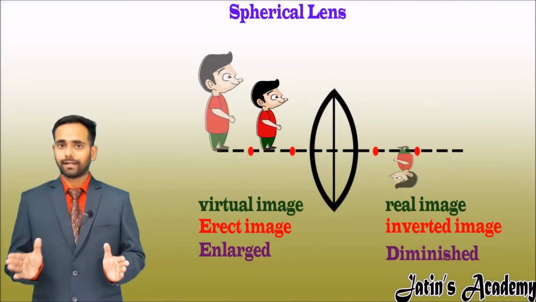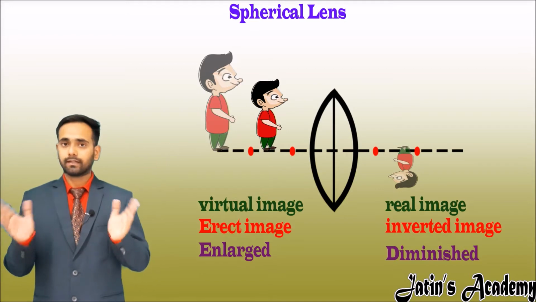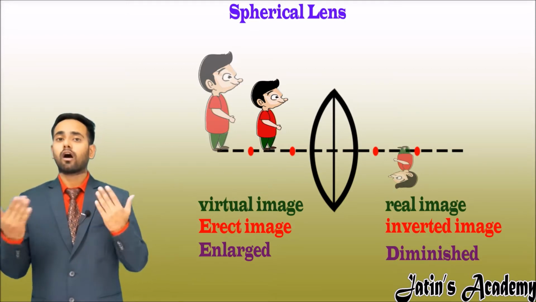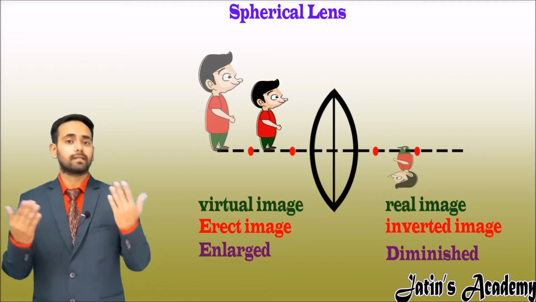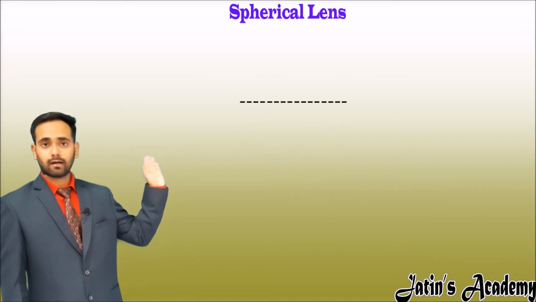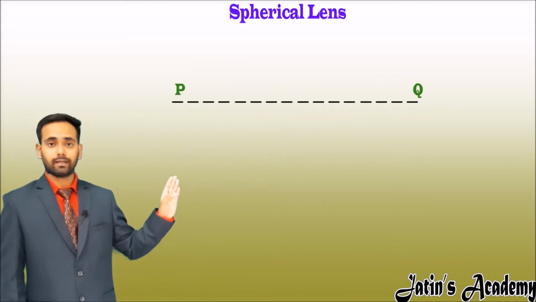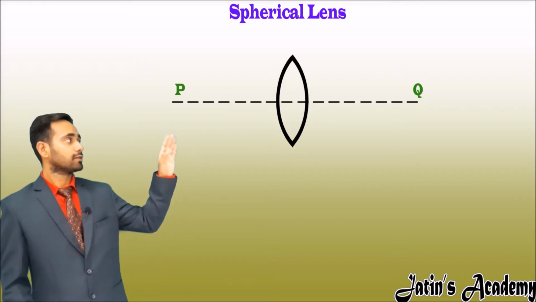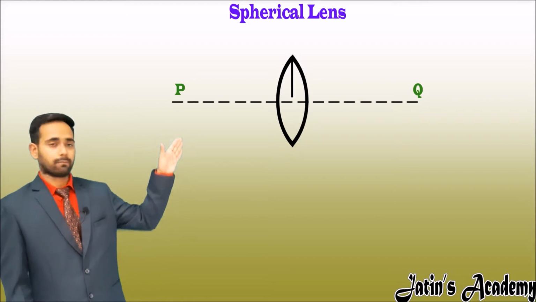Let's start the ray diagram with the convex lens. In order to make the ray diagram, first of all, how we make the lens and where we place the object, how we place the object. Our first thing is we make a line, that is any line, PQ line, you can name the line, and then we roughly make a convex lens like this and then make an aperture.